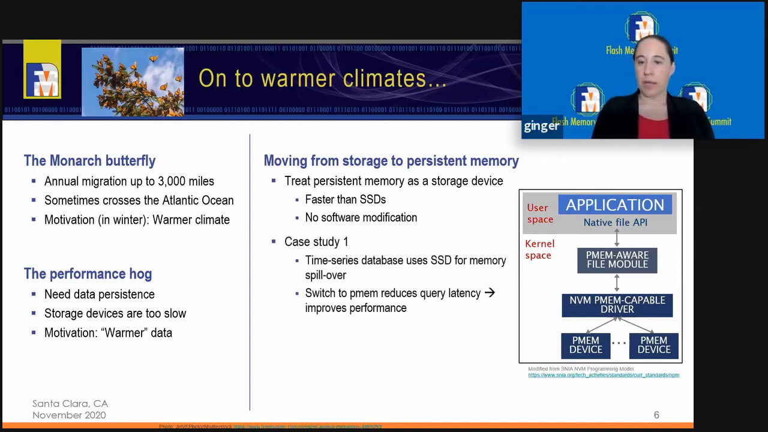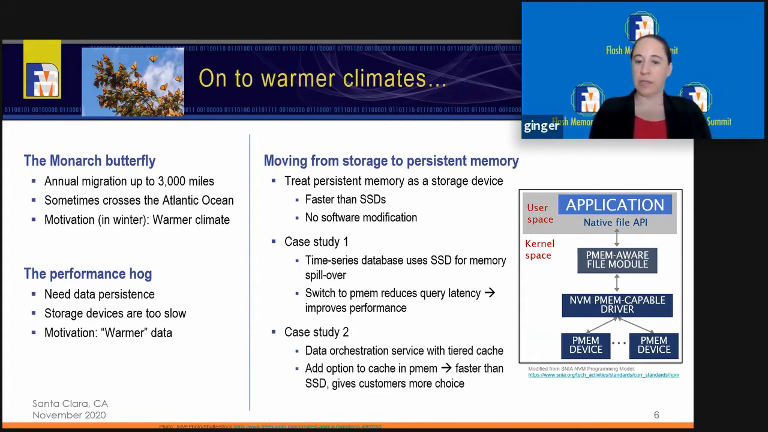So I'm going to give you a few case studies, and most of these are from real applications out there. The first one that has used this type of data migration is a time series database. Before persistent memory, they were using an SSD when their memory spilled over. They were doing queries and calculations, and anytime they ran out of memory, they were paging to SSD. When they switched to using persistent memory instead, this really reduced the query latency, which then of course improves performance. Because you can get an answer that much quicker, you can do a lot more with your application.